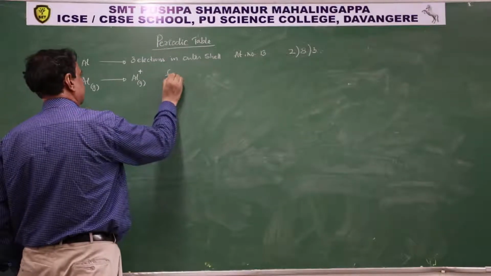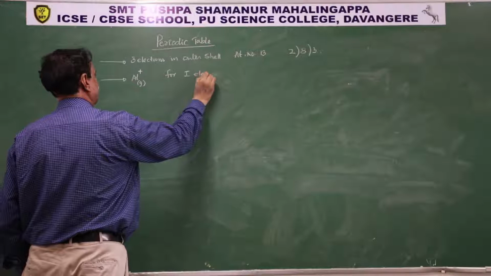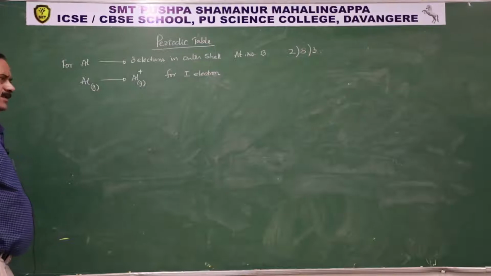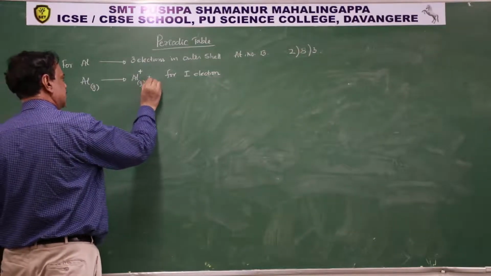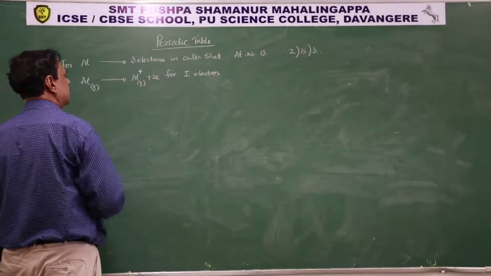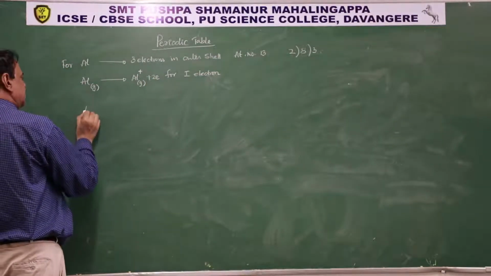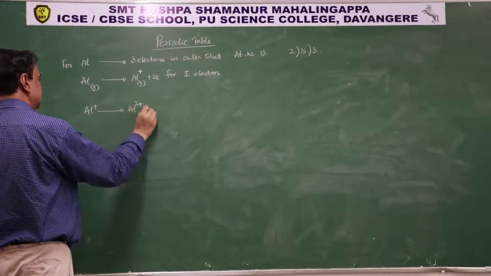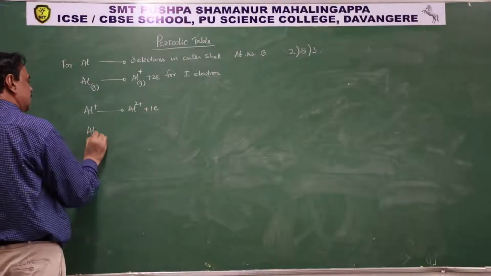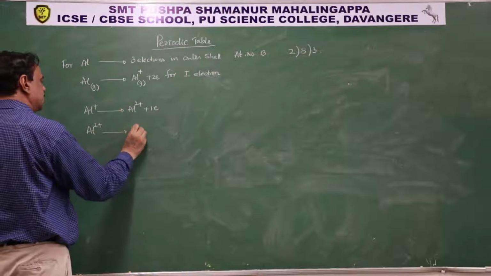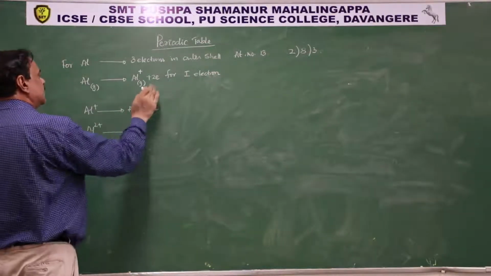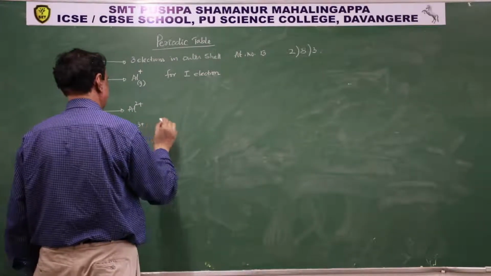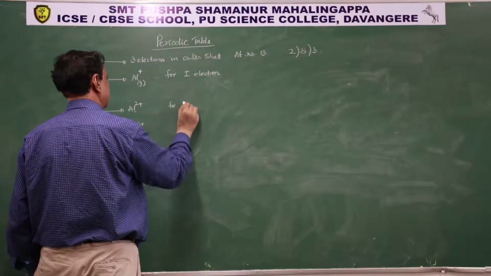For the first electron, that is Al gives Al+ plus one electron. Whereas Al+ gives rise to Al2+ plus one electron, and Al2+ gives rise to Al3+. This is for Al to remove the first electron. This is for removal of the second electron.